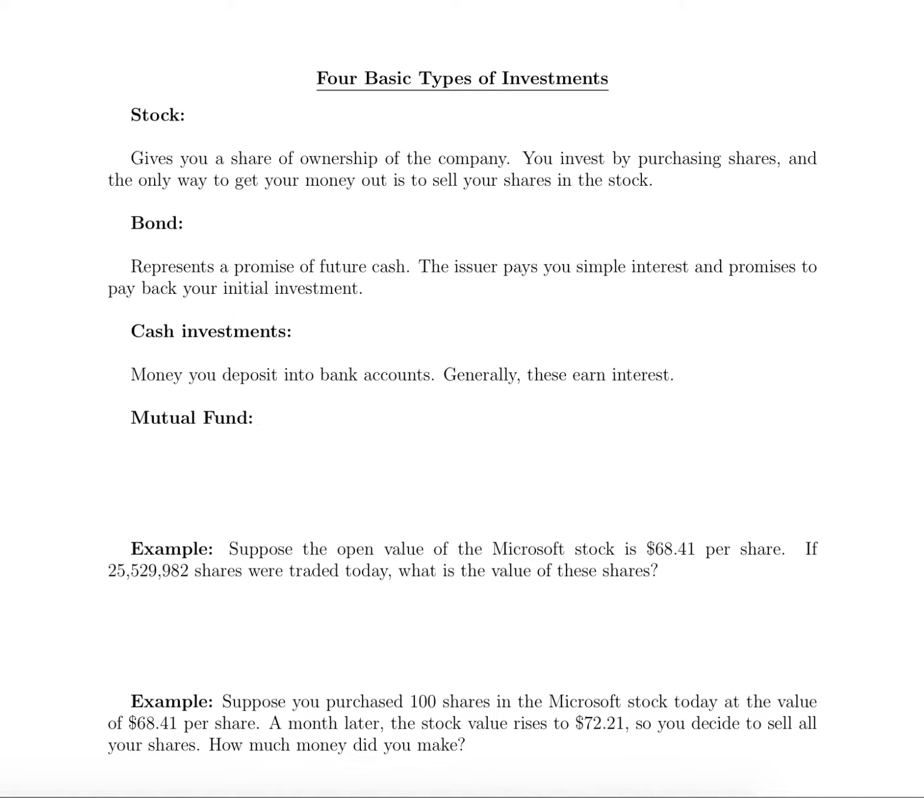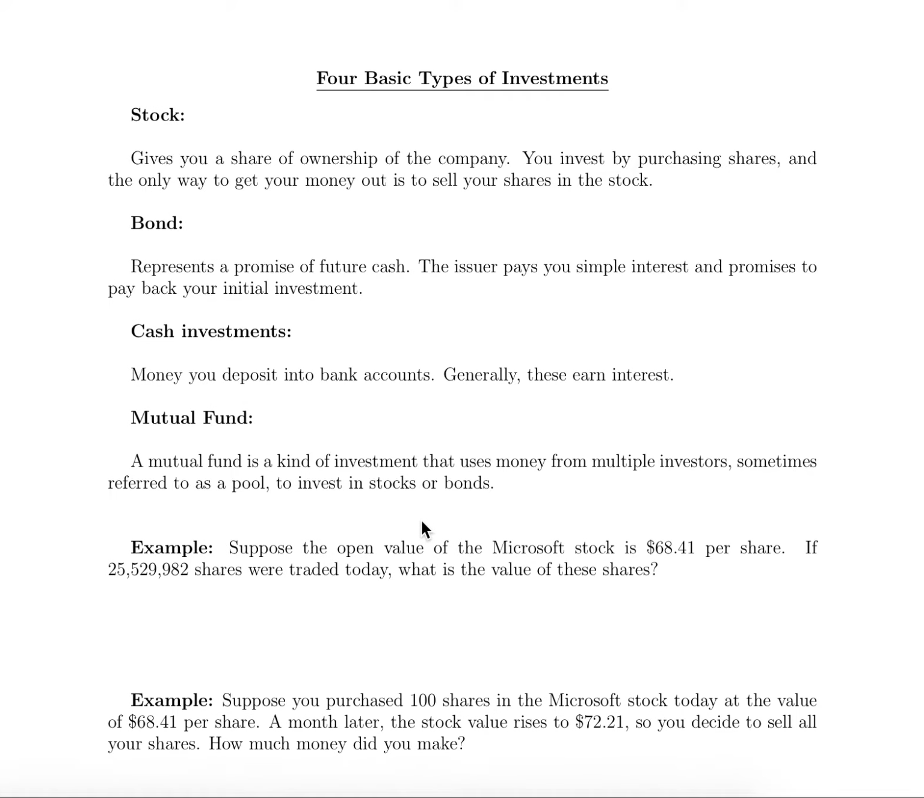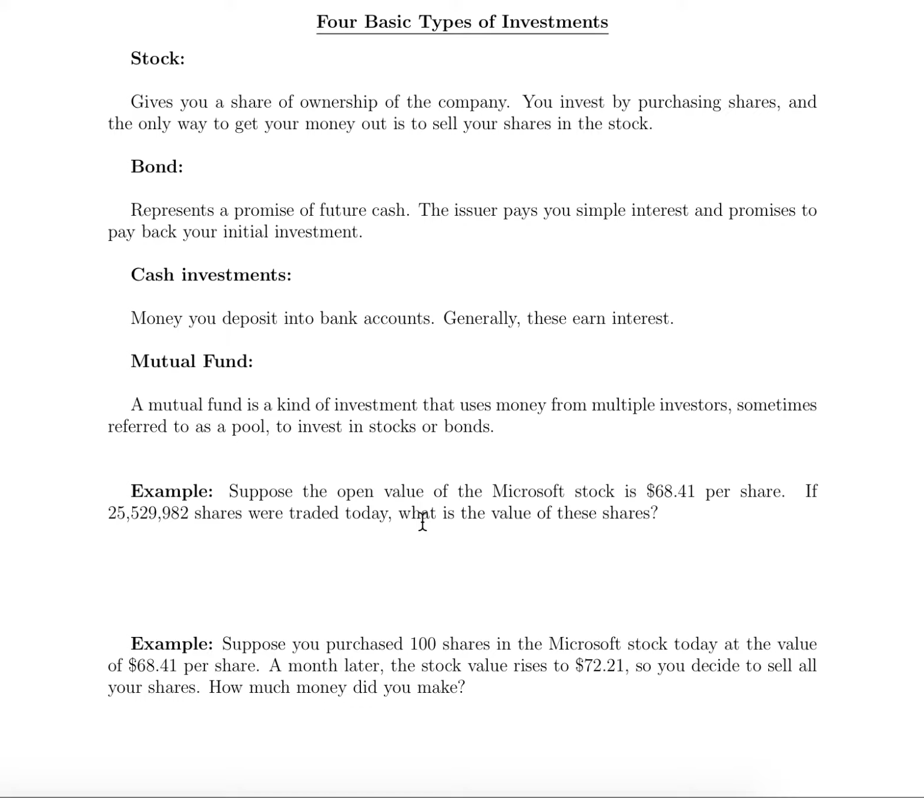Finally, we have a mutual fund. So for a mutual fund, it is a kind of investment that uses money from multiple investors, sometimes referred to as a pool, to invest in stocks or bonds. There is a longer definition of mutual fund on the last page, so I'll go more into detail when we get there. But for now, we will do stocks and bonds since we already did cash investments at the beginning of the chapter.